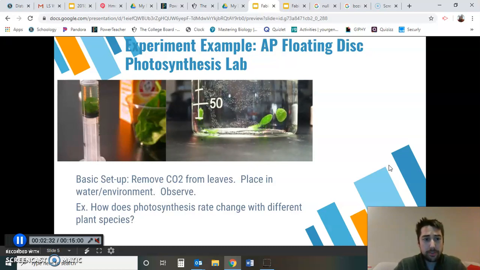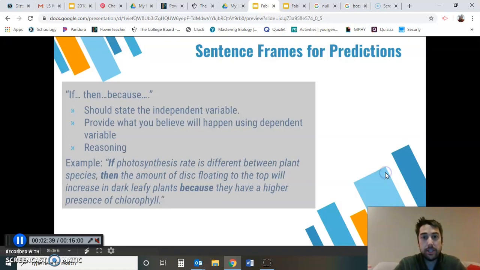So let's just look at one that we did in class. The experiment question was, how does photosynthesis rate change with different plant species? That's what one student group did. So whenever we do predictions, we want to look at if, then, because. Whenever you do an if, then, because, it should state the independent variable, provide what you believe is going to happen using the dependent variable, and then your reasoning.